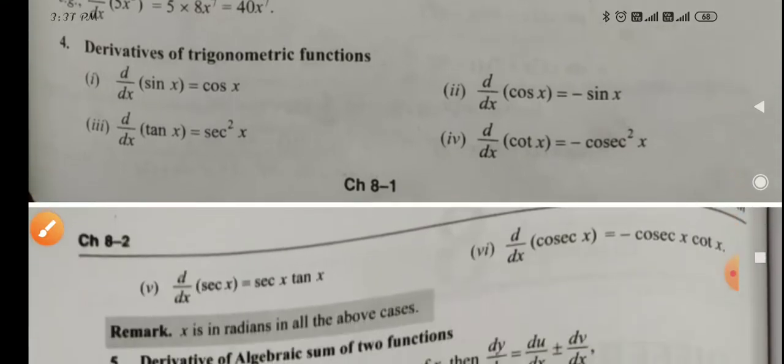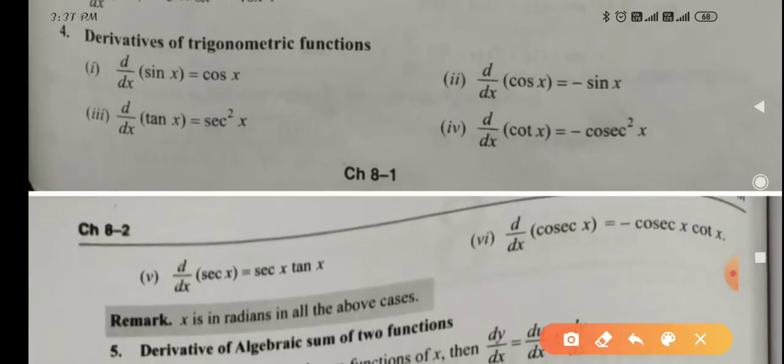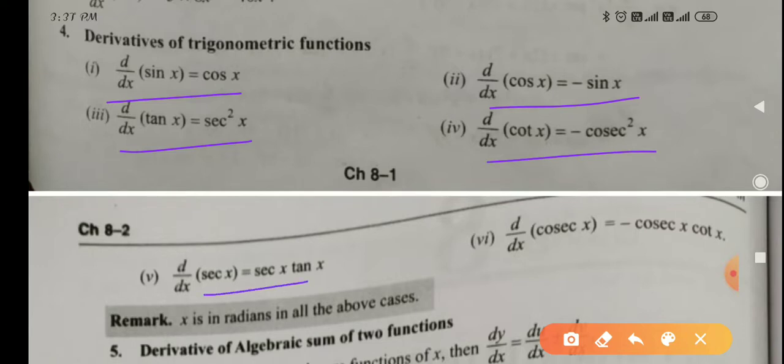Next, for trigonometric functions you have studied. For sin x, differentiation is cos x. For cos x, differentiation is minus sin x. For tan x, sec square x. For cot x, minus cosec square x. For sec x, sec x tan x. For cosec x, minus cosec x cot x.